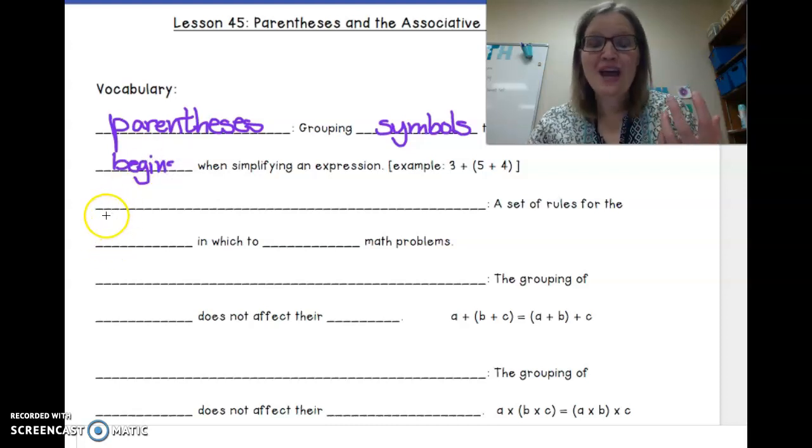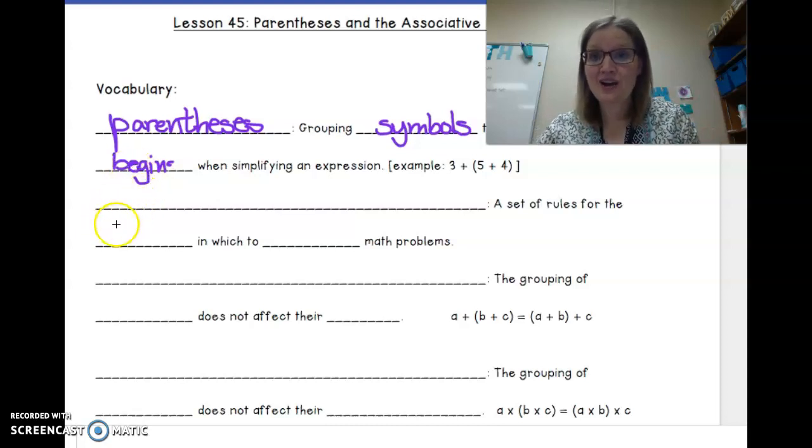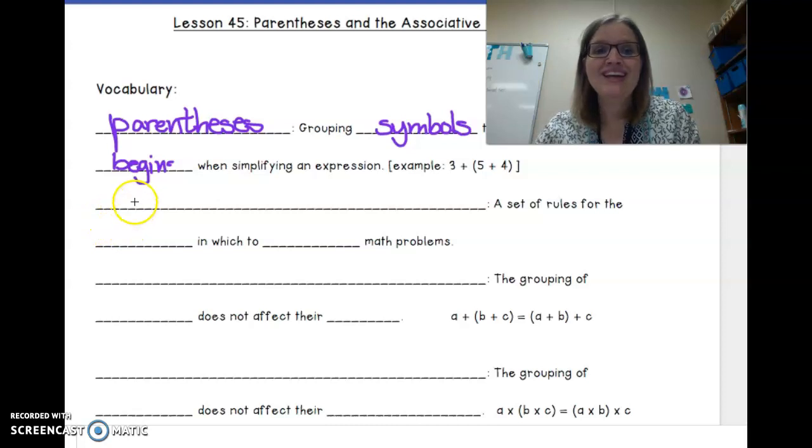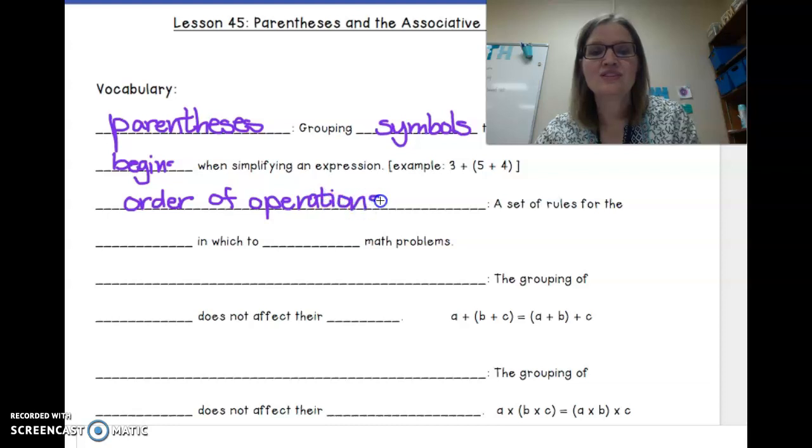And that leads to, when knowing how to proceed on a problem, there is what we call an order of operations. In our order of operations, we begin with parentheses. We work with the things in the parentheses first. It is a set of rules for the order in which to solve math problems.